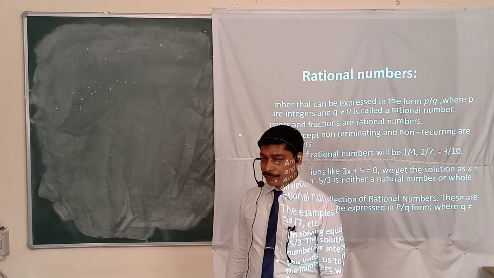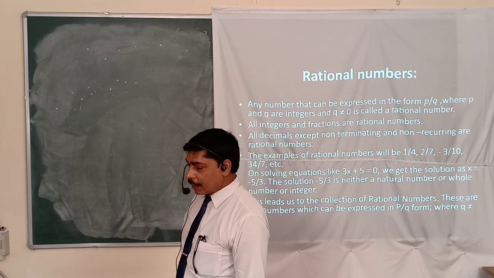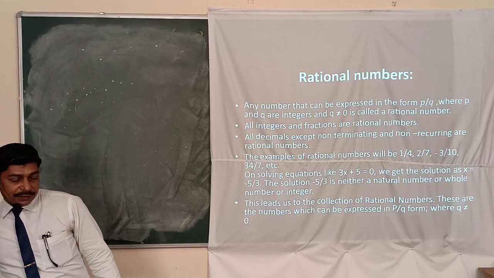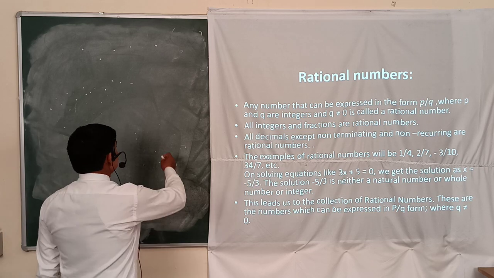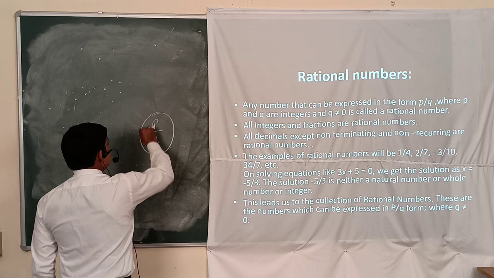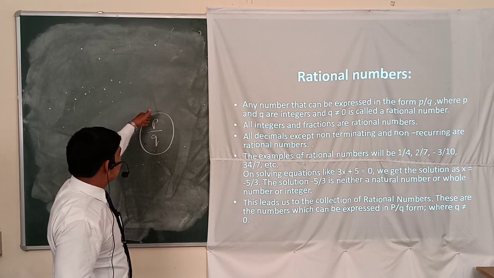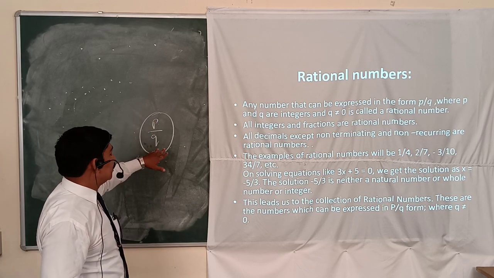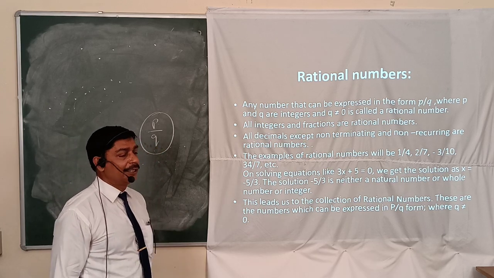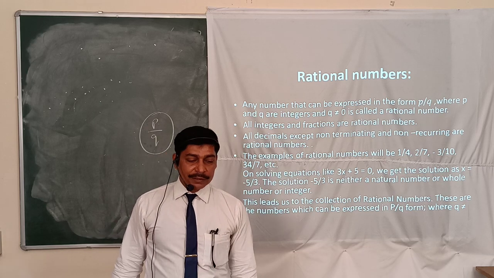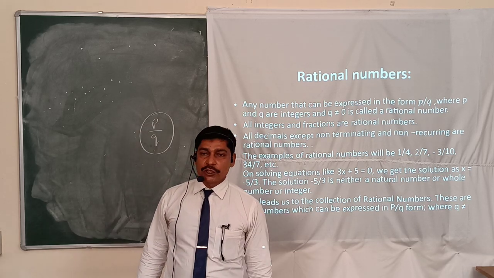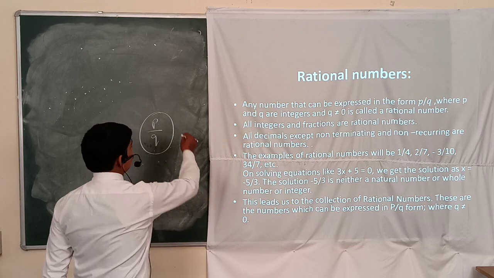Now in rational numbers, as a definition, first of all we will see that any number that can be written in the form of P upon Q, where Q should not be equal to 0, is called a rational number. The number can be written in the form of P upon Q, meaning the numerator and the denominator, where the denominator should not be equal to 0. Except 0 it can have any value, maybe negative or positive.